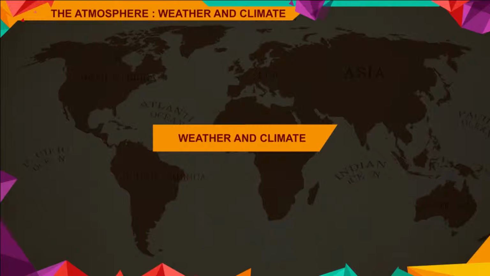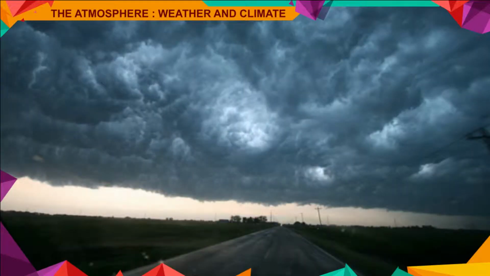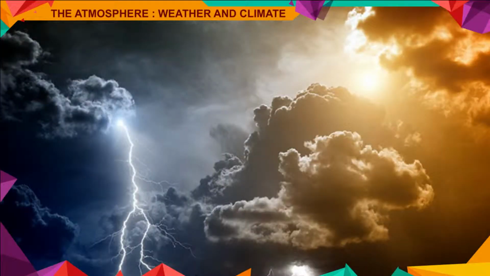Weather and climate. The terms weather and climate are very closely related to each other. But weather should not be confused with climate. Weather can be defined as a particular condition of the atmosphere prevailing over a small area at a particular period of time. Weather is dynamic and changes within a short period of time.